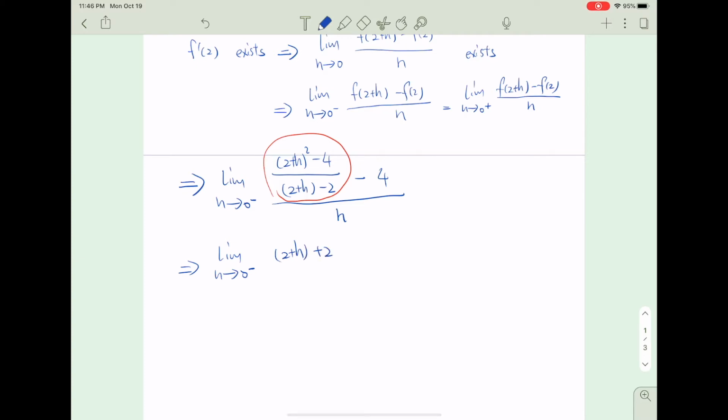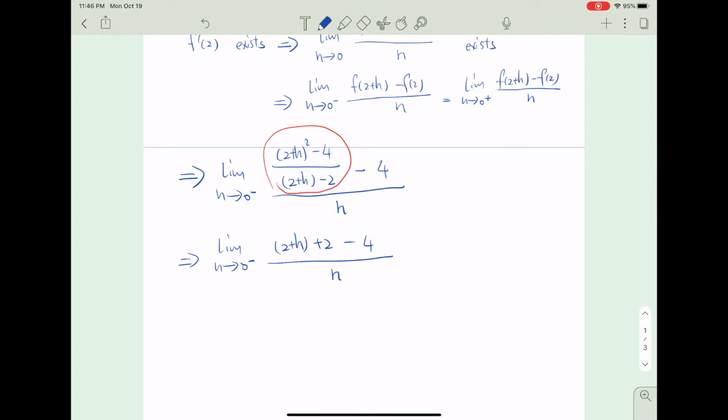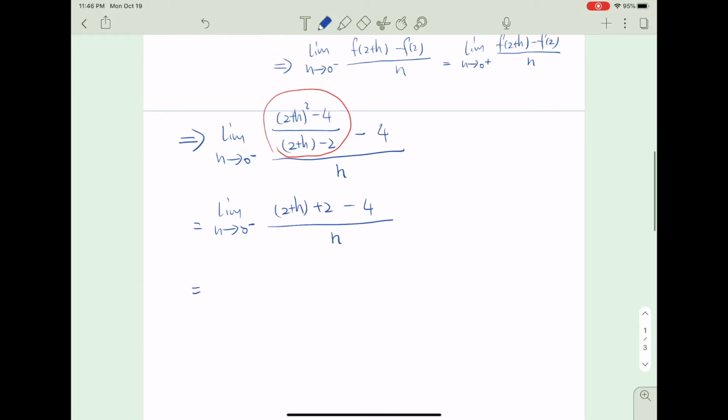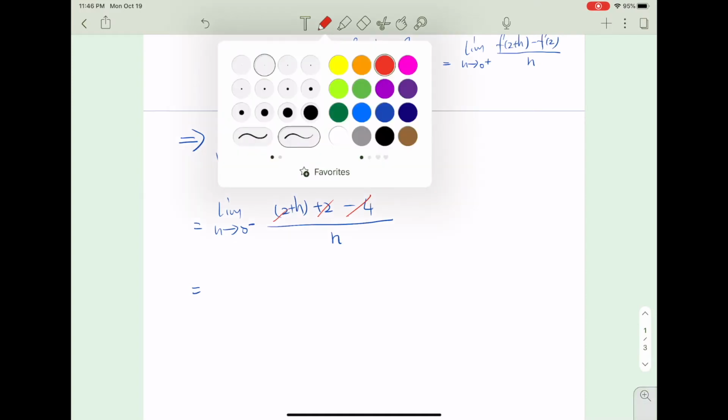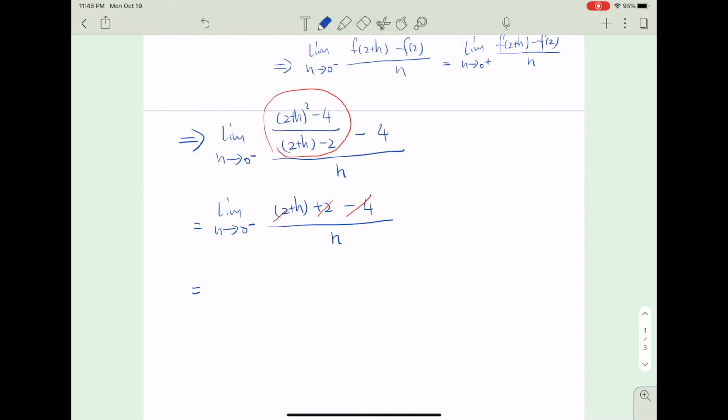Plus 2, and minus 4, altogether over h. From here you see that the 4 can be cancelled, and after we cross out the 4, we can also cancel the h. So the limit here is just 1, h over h, which is equal to 1. That is our left limit.